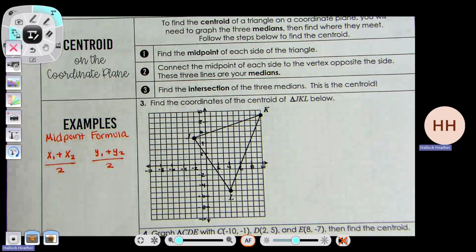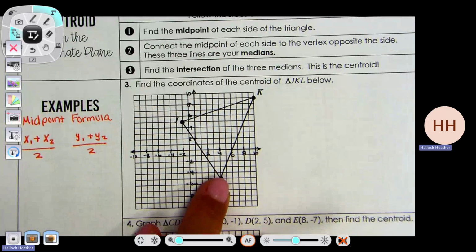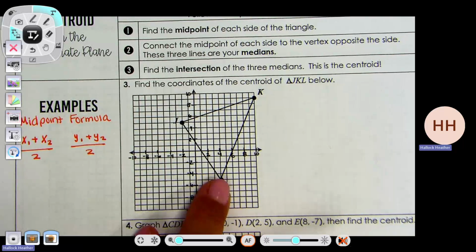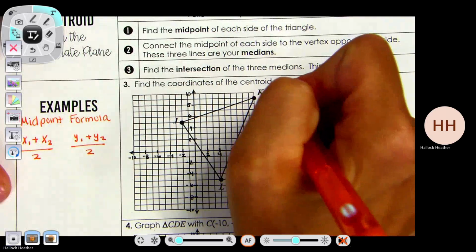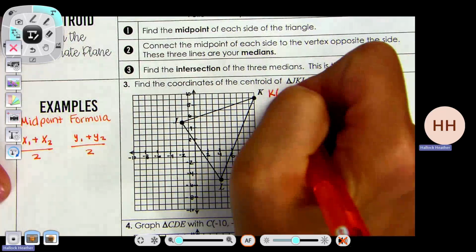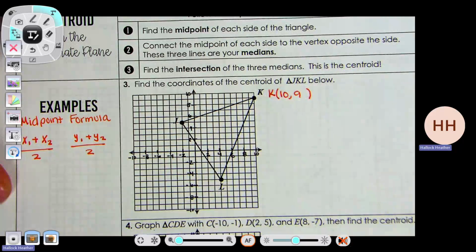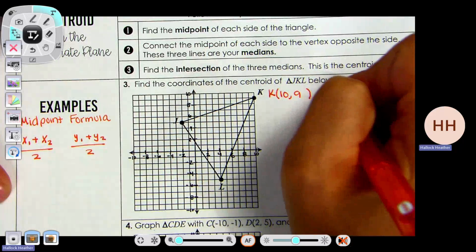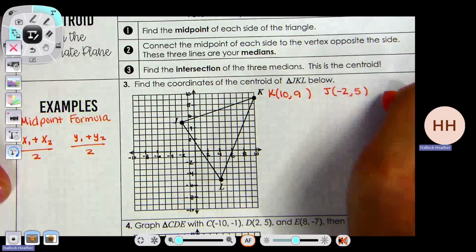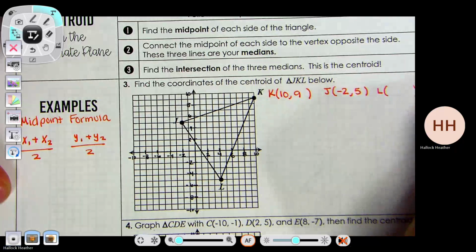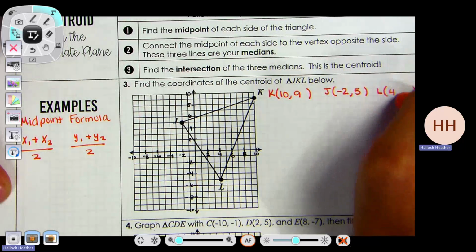The only thing is a triangle is made up of 3 sides. So you have to do the midpoint formula 3 times. Realistically, you can just plug it into the calculator, which I'm totally fine with. So for this, we are going to start just by writing out the coordinate points of this triangle. So let's start with K. K is at 10, 9. Where is J on the graph? Negative 2, 5. And then L is at 4, negative 5.